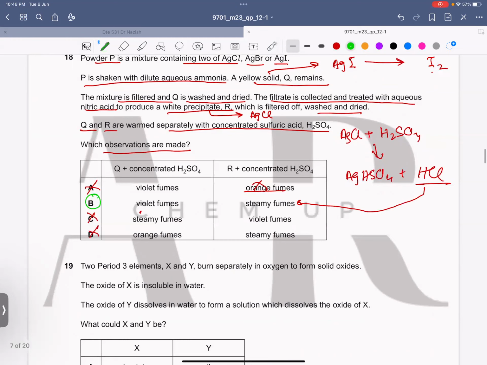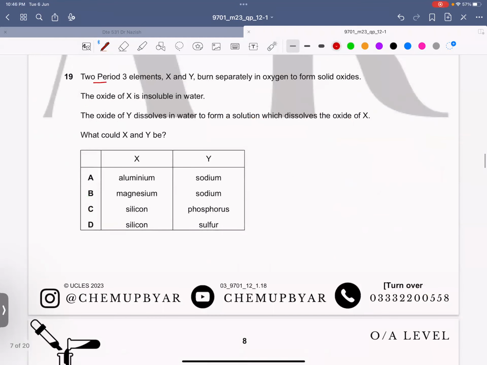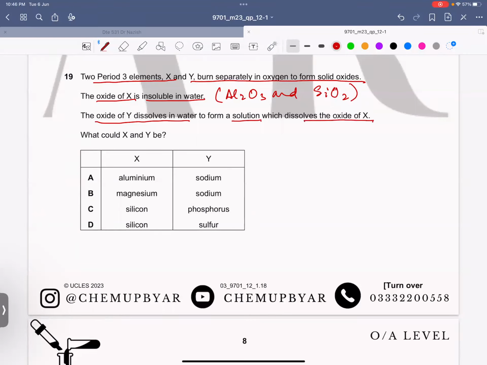Now question number 19. Two period 3 elements X and Y burn abundantly in oxygen to form a solid oxide. The oxide of X is Al2O3 or SiO2. The oxide of Y dissolves in water to form a solution which dissolves in the oxide of X. What could be X and Y? So see, in this case, when both are acidic, they do not dissolve into one another. So C and D go wrong.